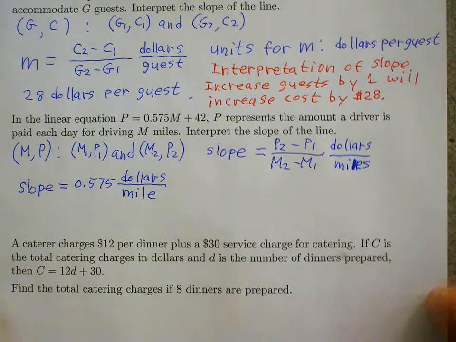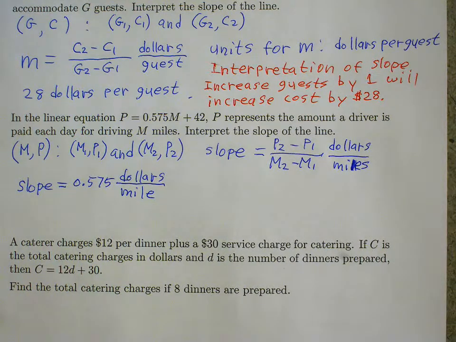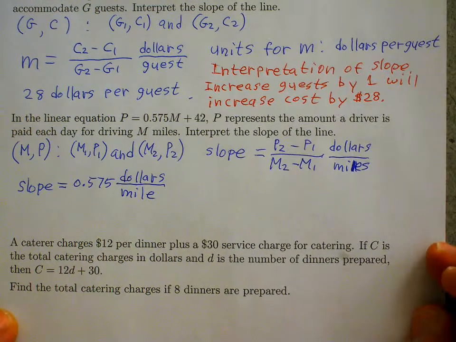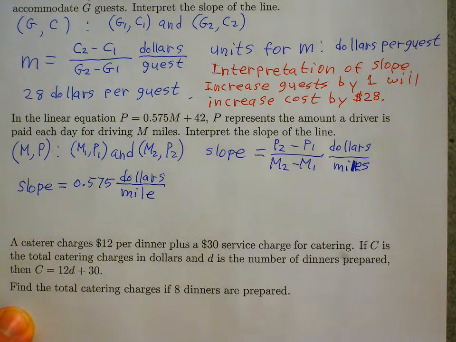Okay, so how do we interpret that? We can say that for each additional mile that the driver drives, he will be paid an additional 57.5 cents, right? $0.57. I don't know if that's a good rate for driving or not, but you see how that works?